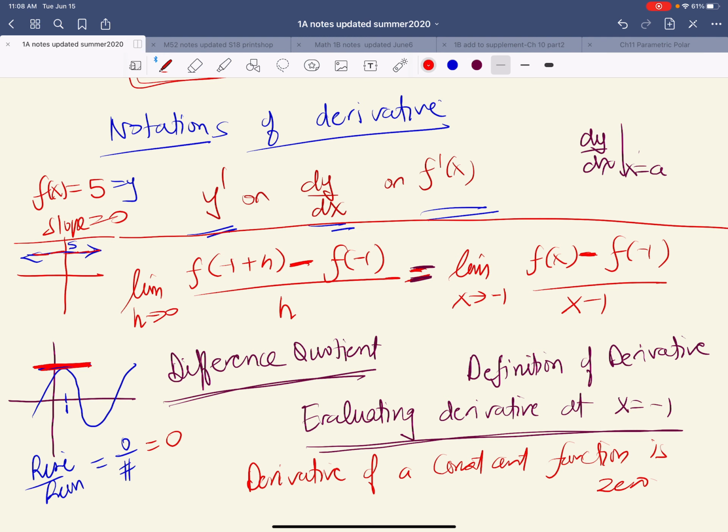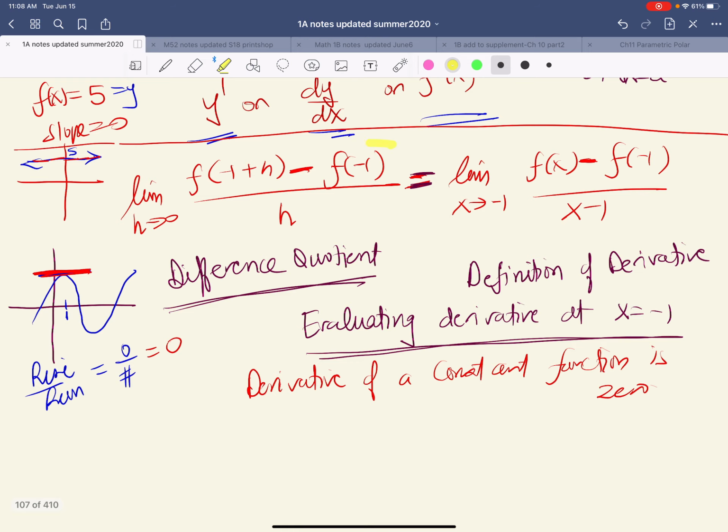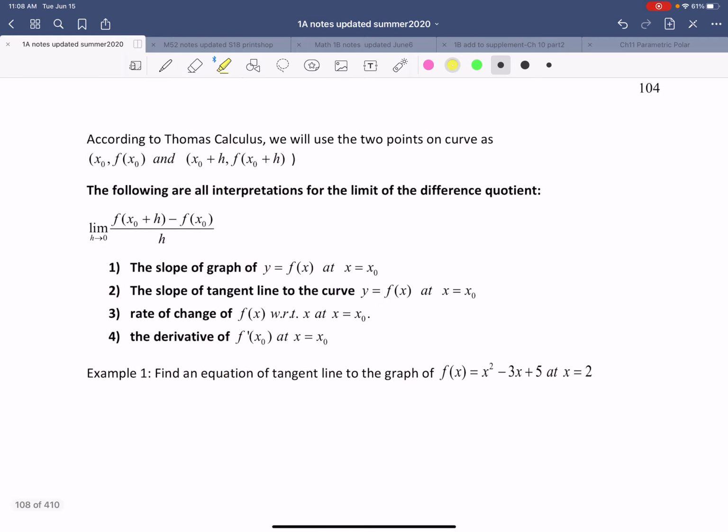Now I'm going to use this limit definition of derivative, or the difference quotient, to estimate some derivatives. Let's look at some examples. You can use either one of those. They both will give you the same answers. Okay, and let's look at a couple of examples.